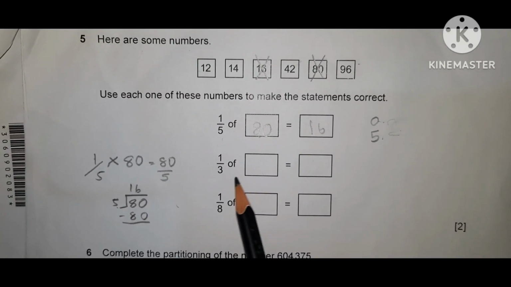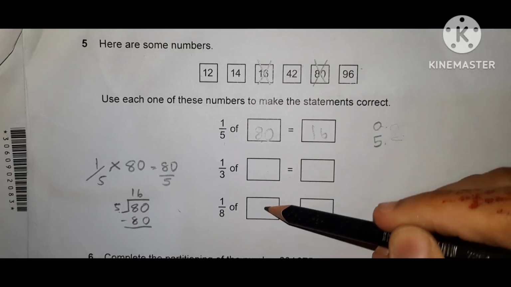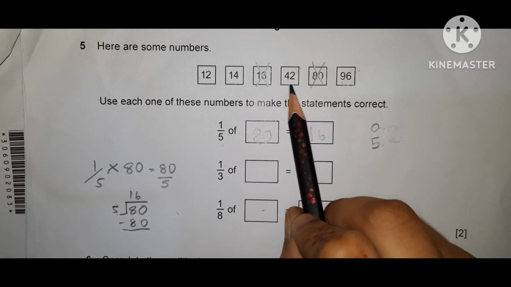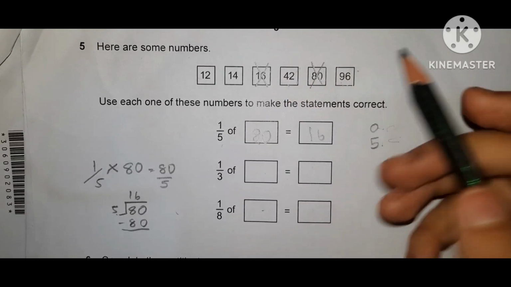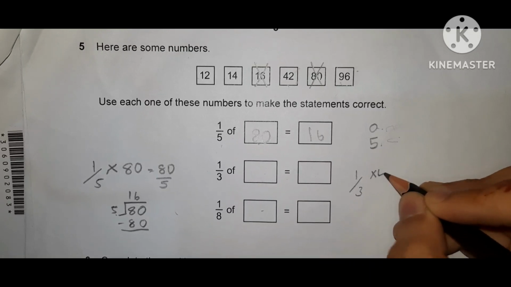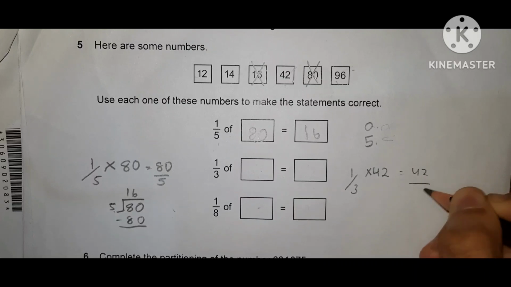Now 1 over 3 of dash is equal to dash. Now the bigger numbers will come here. So now there's 96 and 42. So now let's start with 42. Let's see if 42 goes into 1 over 3. So 1 over 3 of 42, so it's 42 over 3.